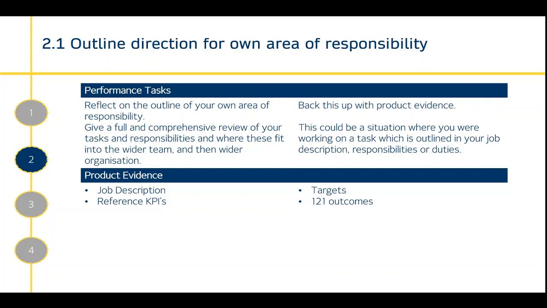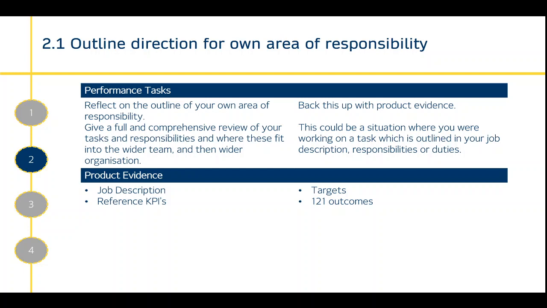Moving on to the second outcome, 2.1, outline direction for your own area of responsibility. Again, your own area of responsibility is your day-to-day tasks, duties and responsibilities, which are outlined in your job description. So for this, reflect on the outline of your own area of responsibility. Give a full and comprehensive review of your tasks and responsibilities and where these fit into the wider team and then the wider organisation. Back this up with product evidence.